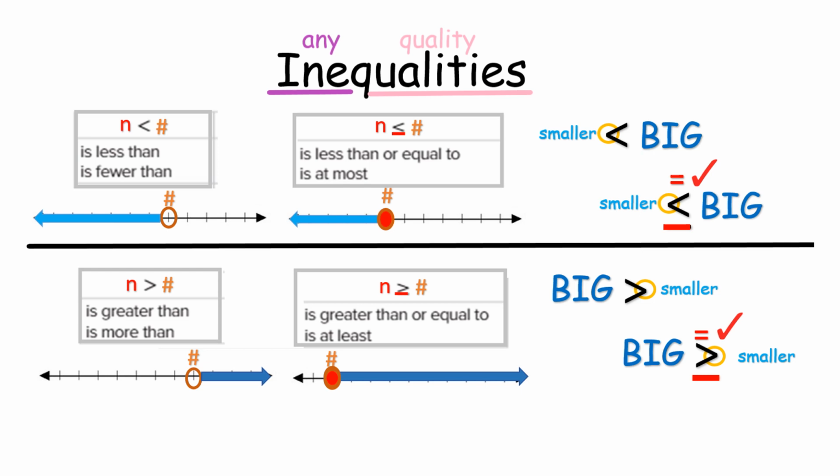Some of them have the underline, they have the equal sign with them. So I'm going to plot them. I'm going to put the circle and I'm going to fill it in. I do that so that I know it could include the number that's given. And then once again, if it's less than, I shade to the left. If it's greater than, I shade to the right. We are finding inequalities that the variable could be equal to.